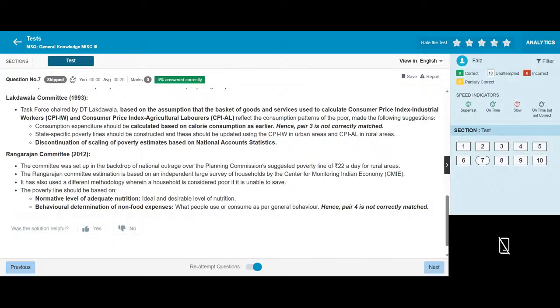Rangarajan calculated the national poverty line by rural and urban, and the estimation is based on a different large survey of households by the center. Converting into economy is also different. The poverty line should be based on a normative level of adequate nutrition and other basic needs, behavior from the products and what people use.